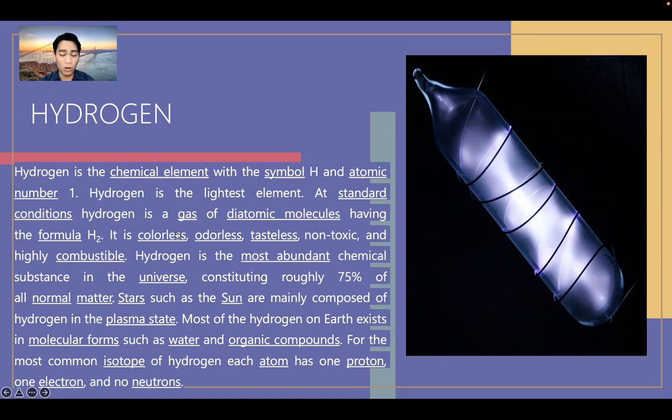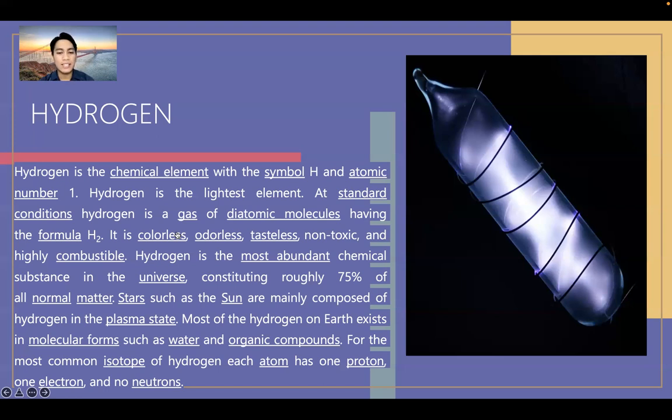It is odorless and tasteless. It is non-toxic, but it is highly combustible. When hydrogen is mixed with an oxidizer such as oxygen, it is a very combustible gas. Hydrogen is the most abundant chemical substance in our universe, consisting of roughly 25% of all normal matter. Stars and even the sun are mainly composed of hydrogen. Hydrogen is in a plasma state.